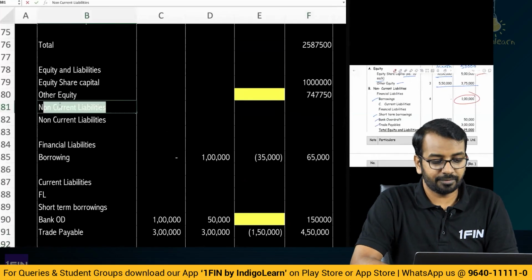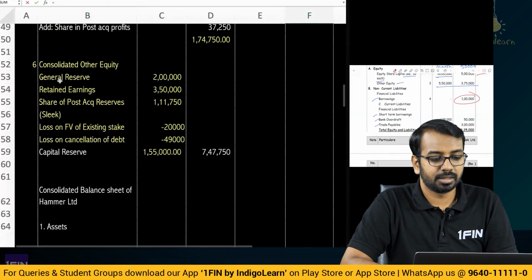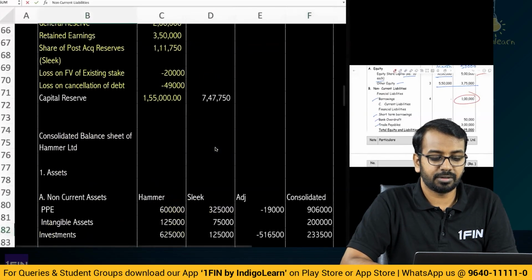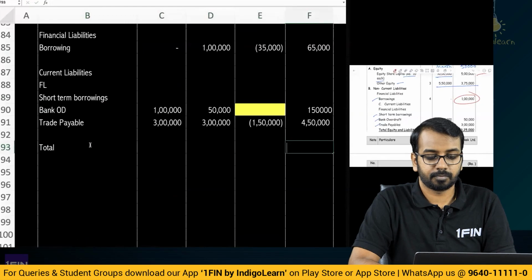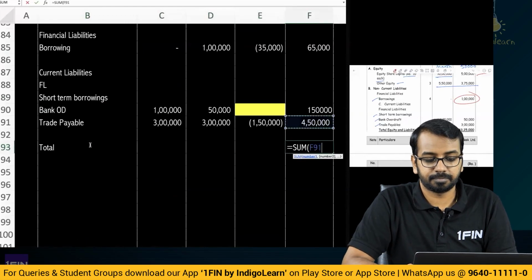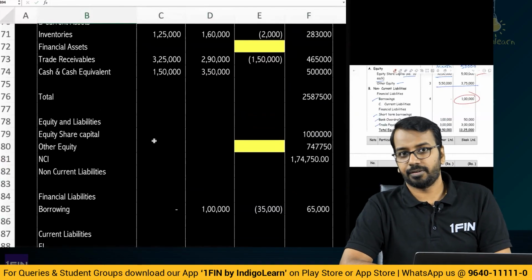Then after other equity, we have NCI balance. How much is the NCI balance? NCI balance is 174,750. So you can do the total here. Sum of all of this, we get 2587,500, 2587,500, right.